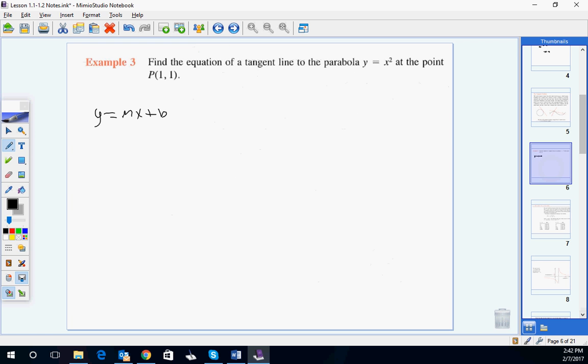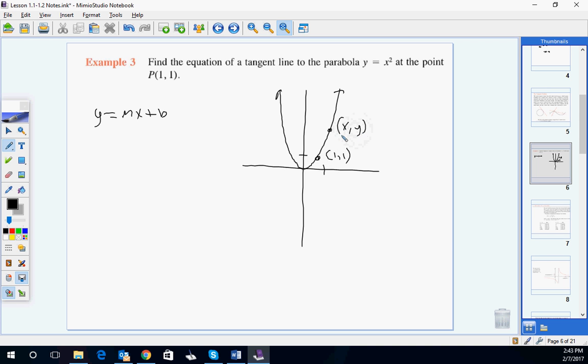Okay, so if we have that same picture, there's my parabola. Here's my point (1, 1). Okay, and we want to intersect at exactly one point, but we're trying to find the slope. We need to find another point on here to compare it to. So we know that this point here is (1, 1). And we're going to call this point up here (x, y). We're going to call it Q. And this is going to be P, point P.